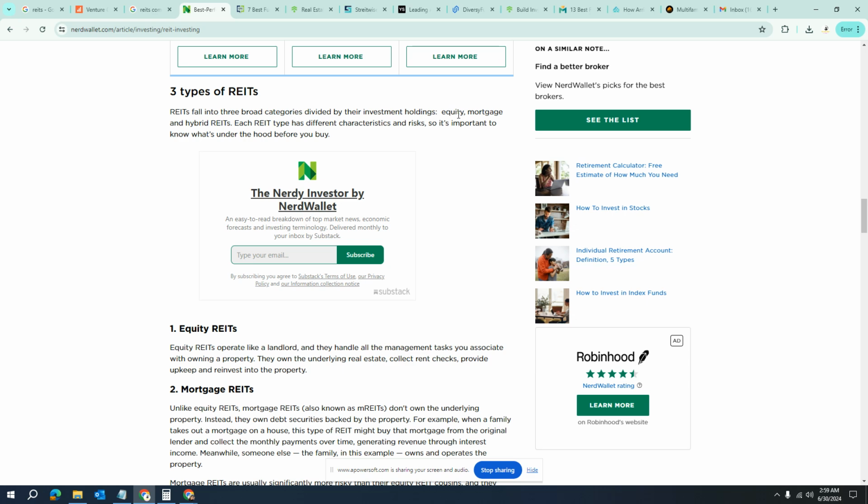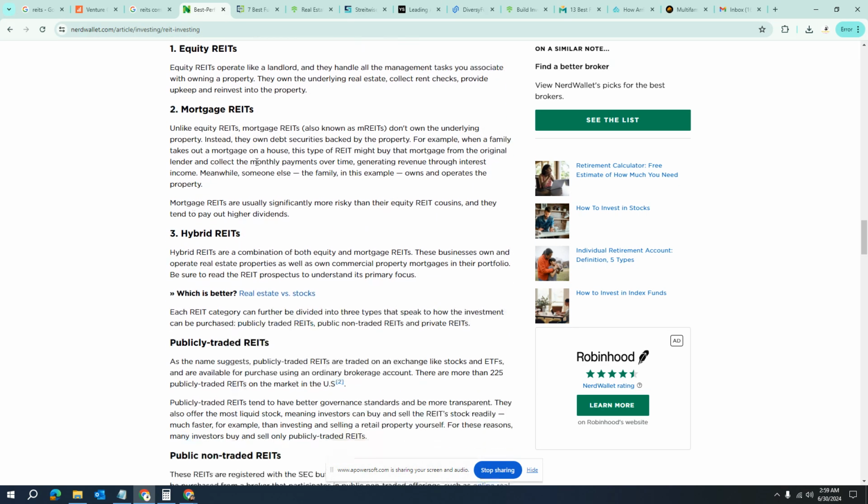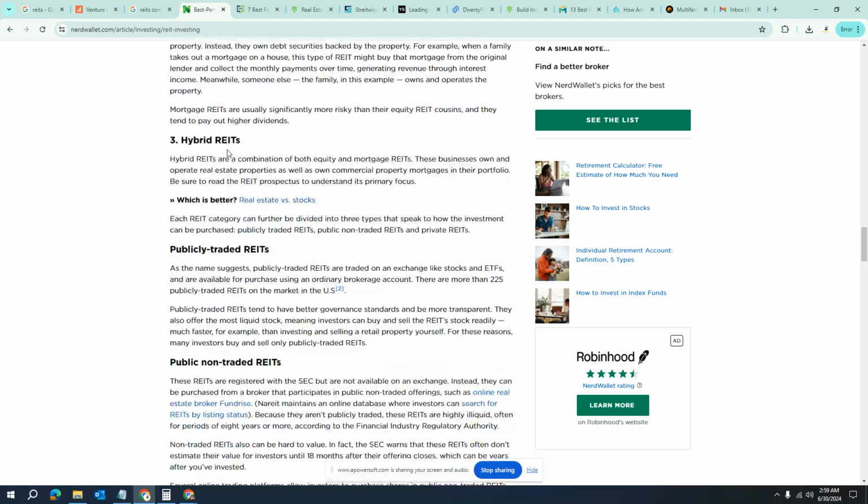There's equity, mortgage, and hybrid. Equity REITs operate like a landlord. They handle all the management tasks associated with owning a property. Mortgage REITs, also known as MREITs, don't own underlying property. Instead, they own a debt security backed by property. There's hybrid REITs, a combination of both equity and mortgage REITs. These businesses own and operate real estate properties as well as owning commercial property mortgages in their portfolio. So they have both equity and mortgage.